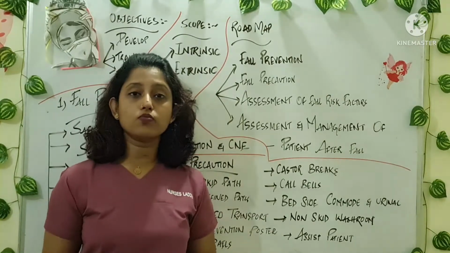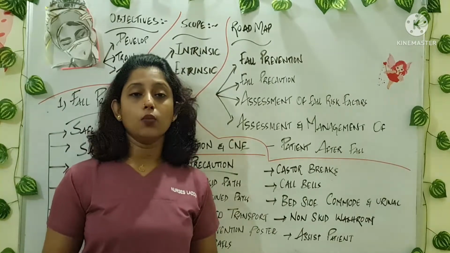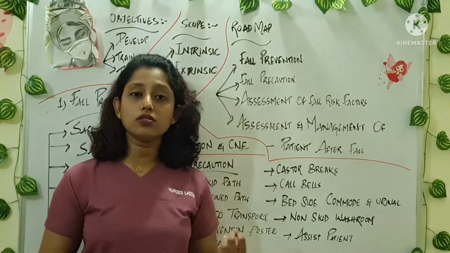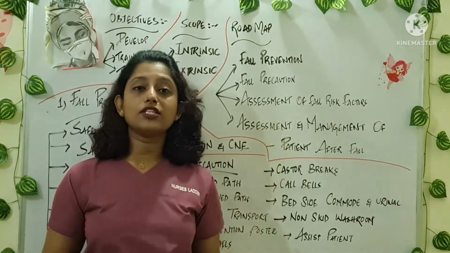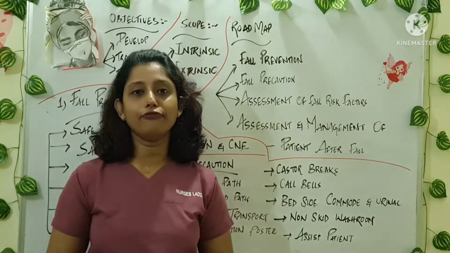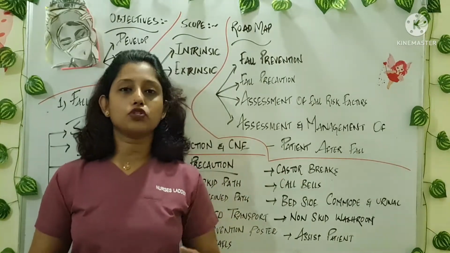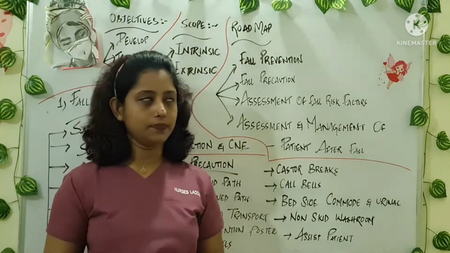Are there any problems with the procedures which we carry out, which may make the patient vulnerable to have a fall? These are some of the processes which we need to check for prevention of patient fall. These are the areas where we use the SOP related to patient fall. So that is all about the scope.